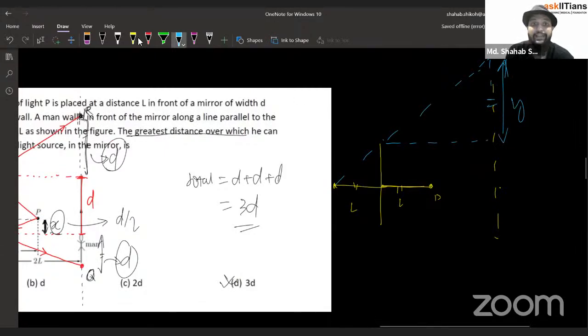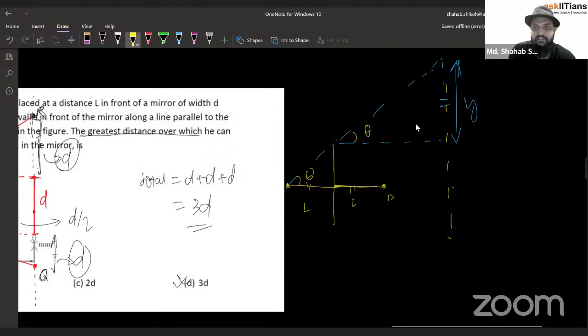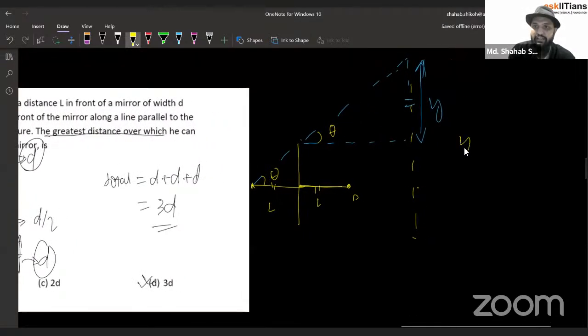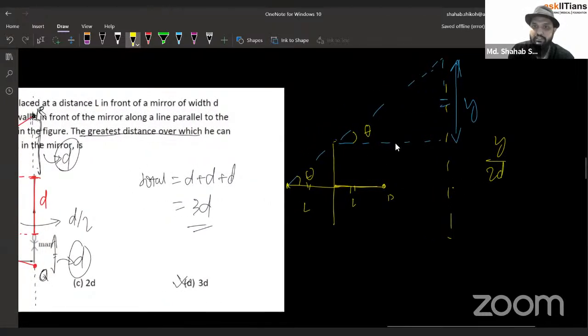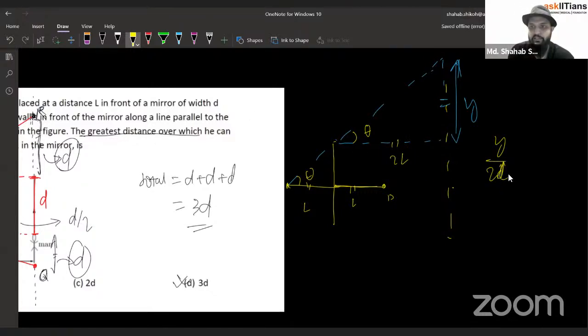So we are going to apply the triangle method, the triangle formula. Look at this theta. This angle is theta, and this angle is theta. So tan theta here should be equal to tan theta here. What is tan theta here? Y, perpendicular by base. How much is the base? 2L, sorry, my mistake. Let's make it 2L.